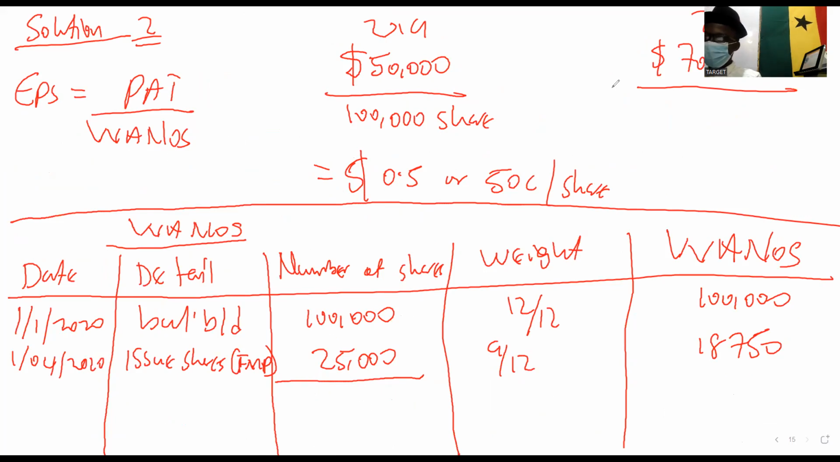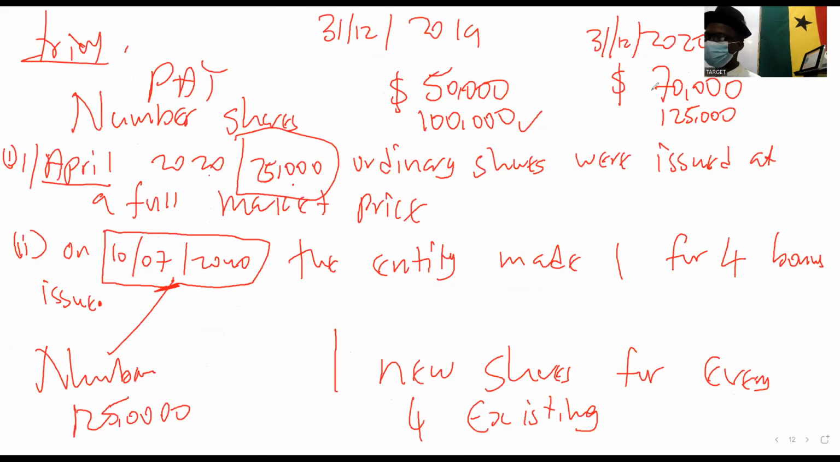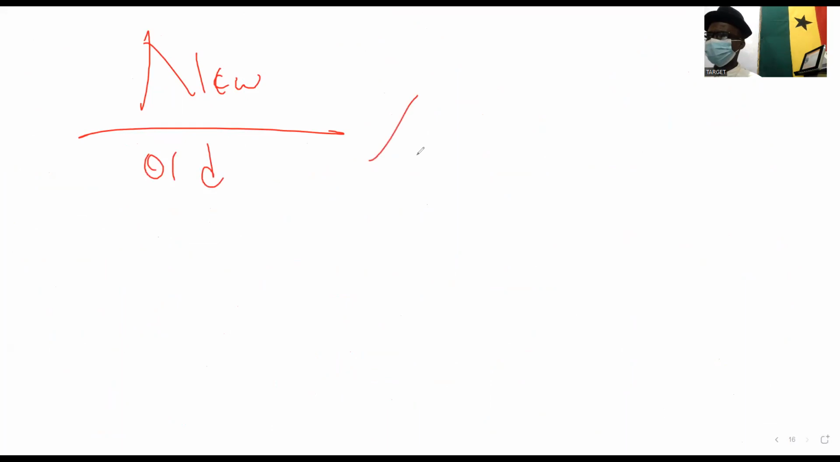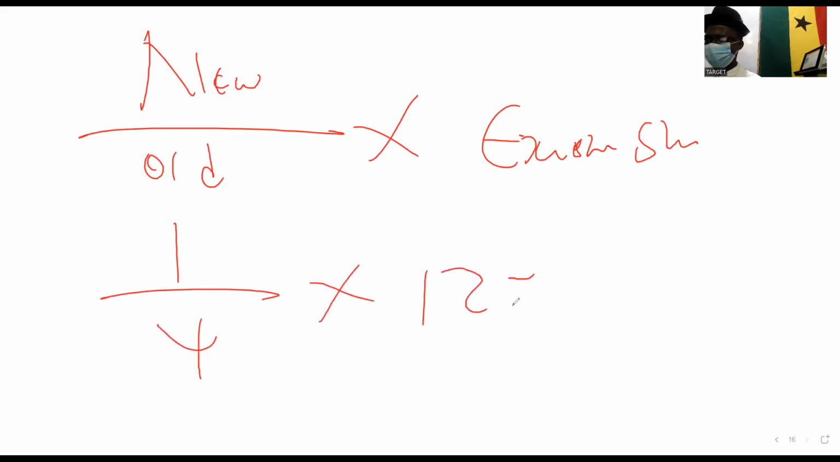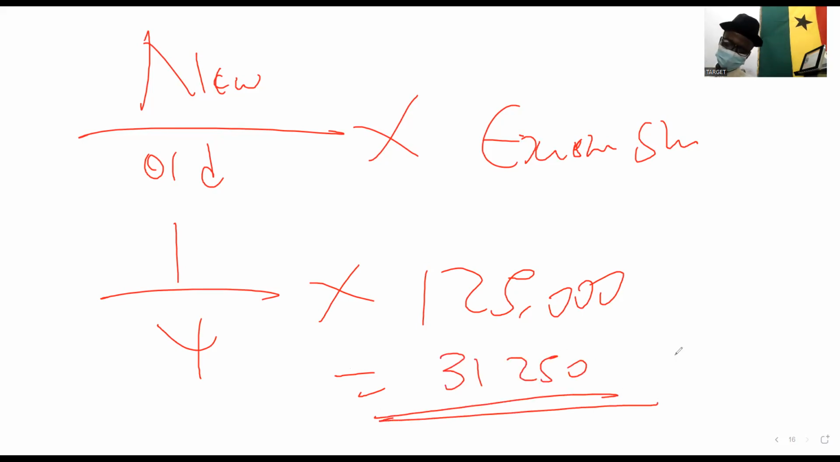So 1 for 4, how many shares will you get? Always do it like this: the new should be on top, the existing or old should be down, times the entire existing shares. It will be 1 over 4 times 125,000. Please, what do you get? Answer: 31,250. Wow. 31,250 shares. Done.